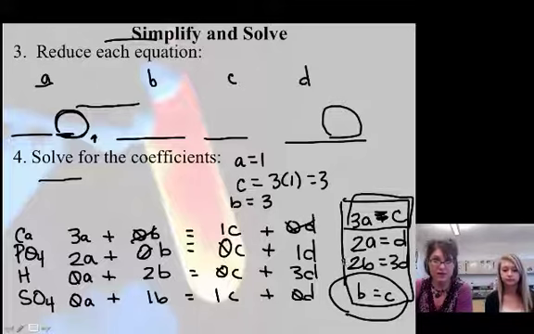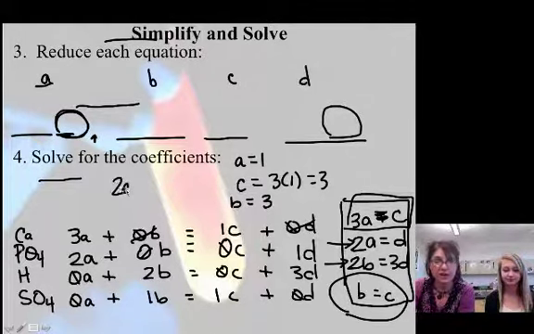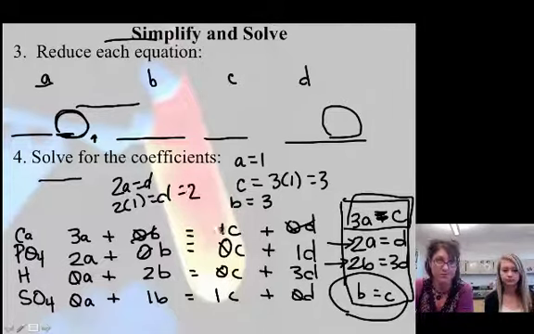And then how do we solve for D? It looks like this equation or this equation will get us there. Do you care which one we use? We can do the first one. It looks easier. I have 2A equals D, so 2 times 1 equals D. D is 2.